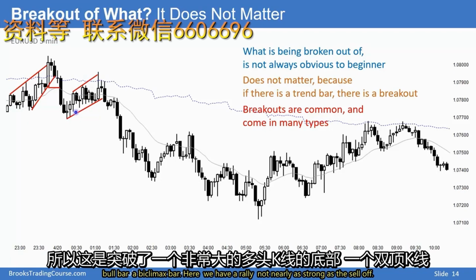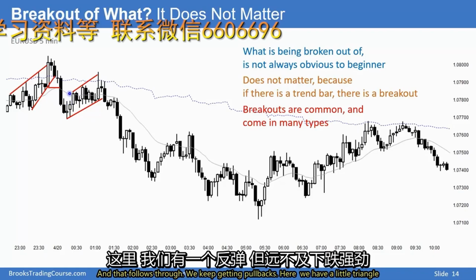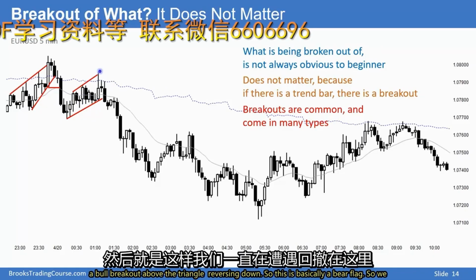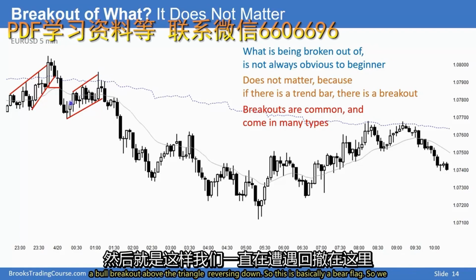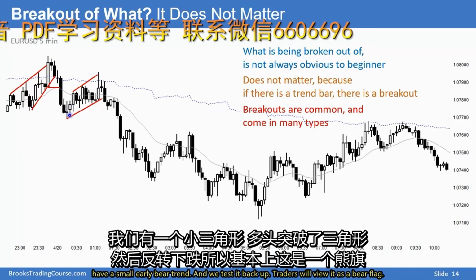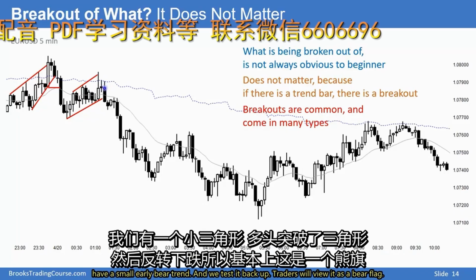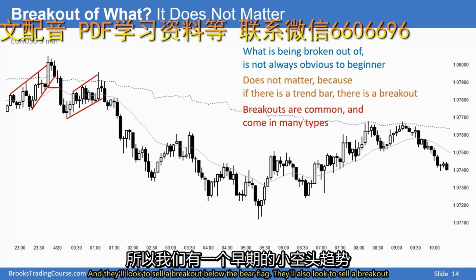Here we have a rally, not nearly as strong as the sell-off, and bad follow through. We keep getting pullbacks. Here we have a little triangle, a bull breakout above the triangle, reversing down. So this is basically a bear flag. We have a small early bear trend, and we tested back up. Traders will view it as a bear flag, and they'll look to sell a breakout below the bear flag.